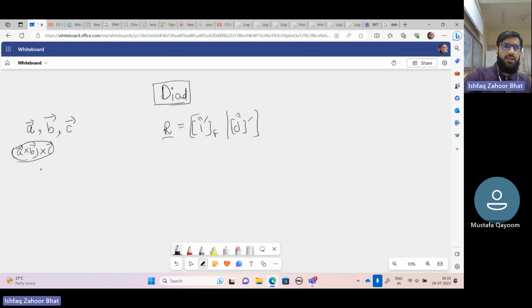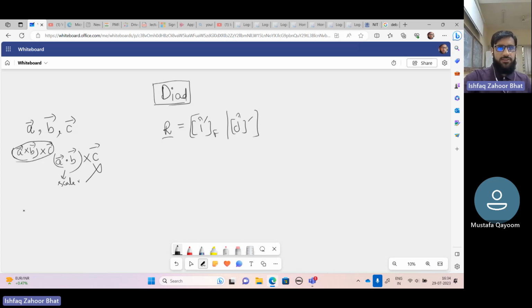Okay. Similarly, but you cannot do like this, A dot B cross C. Is this a valid operation? No, sir. Because this will be a scalar. So you will get some scalar. You cannot cross a scalar with a vector. It doesn't have any meaning. Okay. So this is not a valid operation.